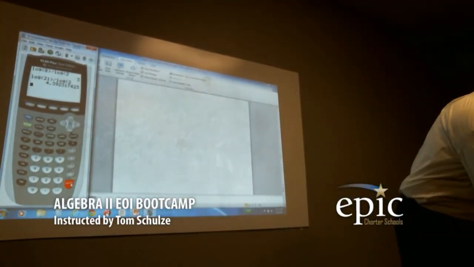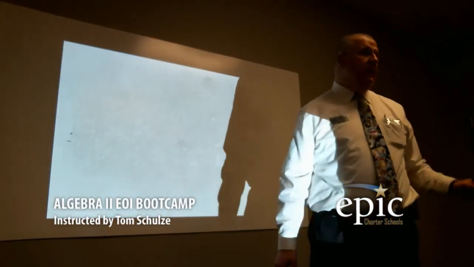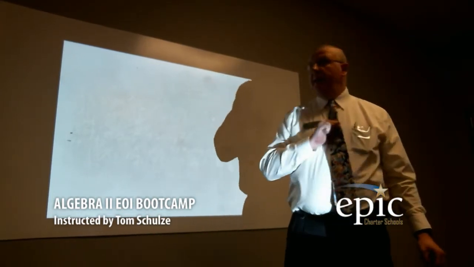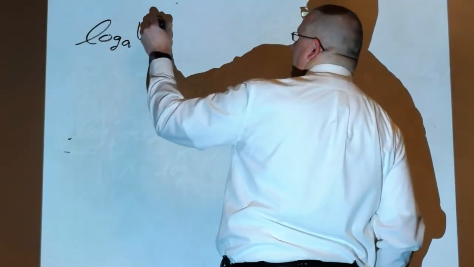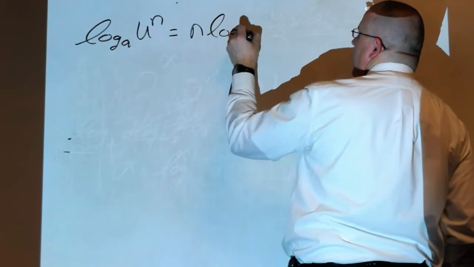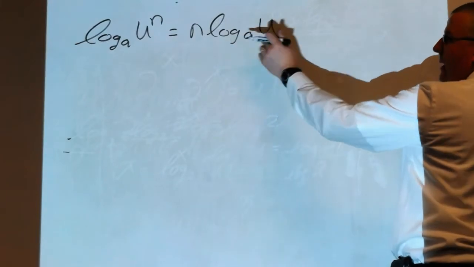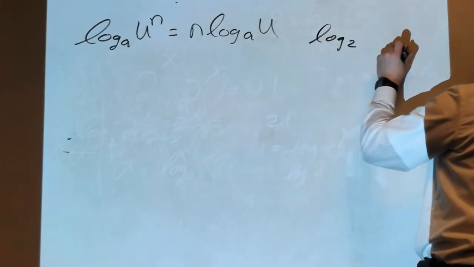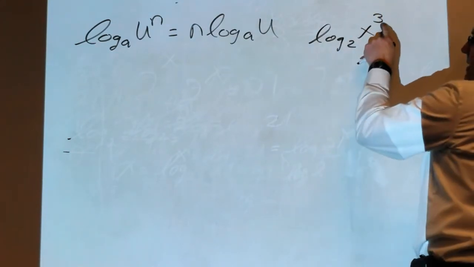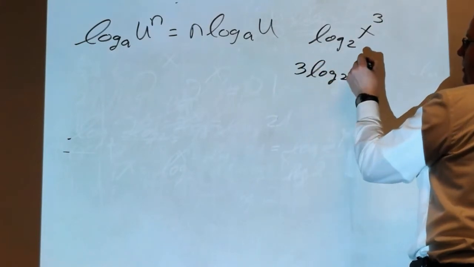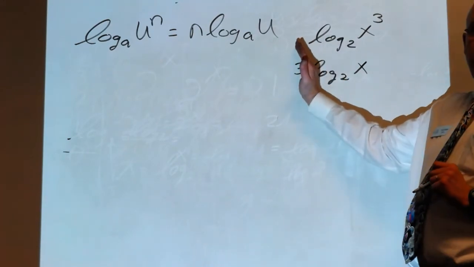Lastly, and probably the most confusing part of logarithms, is expanding and condensing logarithms. There are 3 rules. I'll write them down really quick. First one, I have the power property of logarithms, which is log base a of u to the n equals n log base a of u. All these letters. That's easy. If I had the log base 2 of x to the 3rd, I can simply rewrite that as 3 log base 2 of x. That's the power property of logarithms. This is a whole lot easier to deal with than this.